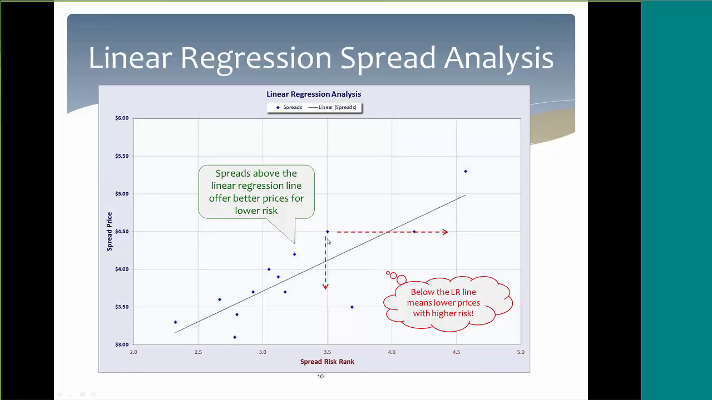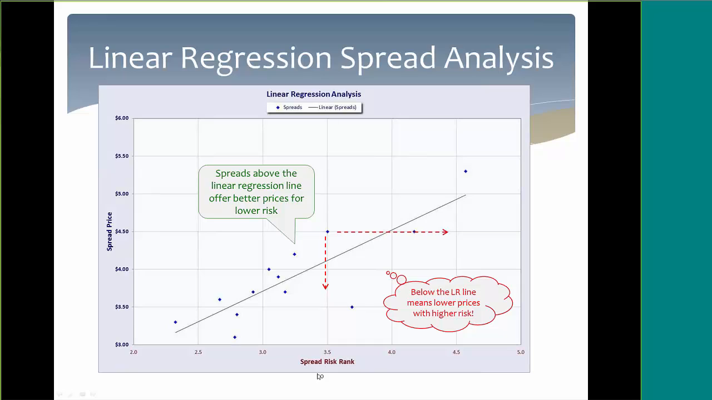Well, notice the spread risk valuation number for this spread is 3.5, and you're getting $4.50 for that spread. So if you were to look across here and say, hey, here's a spread I can also get $4.50 for, maybe I should sell that one. I don't think so. I would rather sell this one here, and the reason is it has a lower spread risk as opposed to this one here.